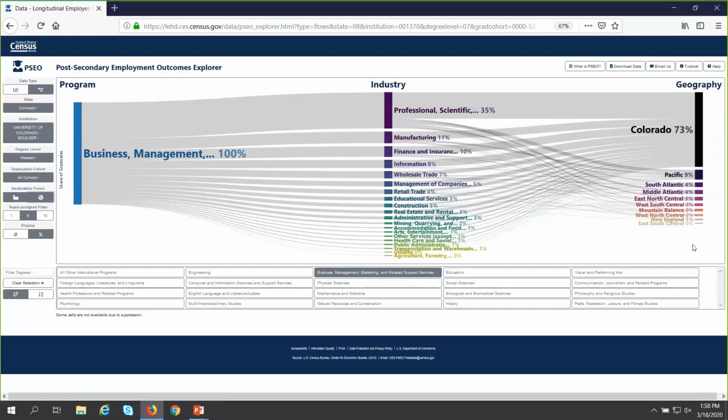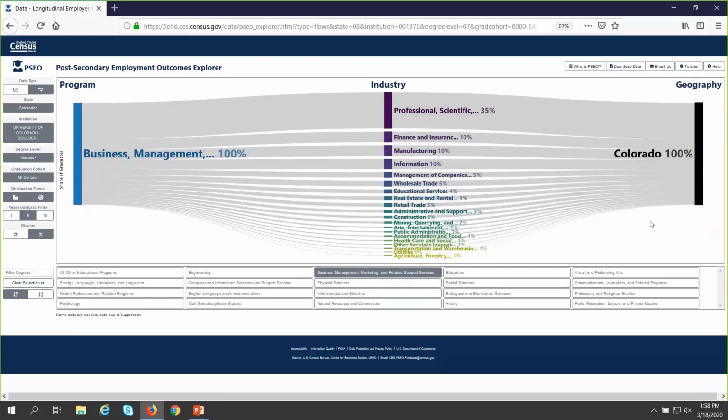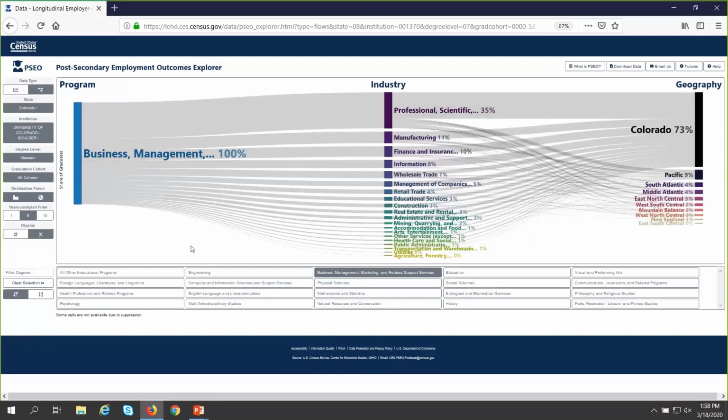Now, if you're interested in, of those people that stayed in Colorado, what is the industry makeup of those individuals? You can click right here on Colorado, and then it'll subset so that it's just those employed in Colorado, and what industry are they in? And you can see that about 35% of them are in professional services and 10% are in finance, insurance, and that industry sector. You can click out of that by clicking anywhere else.